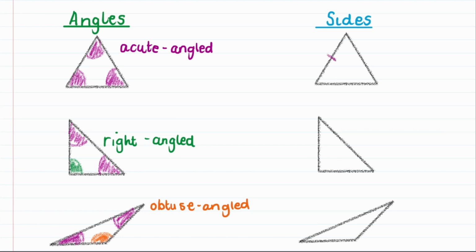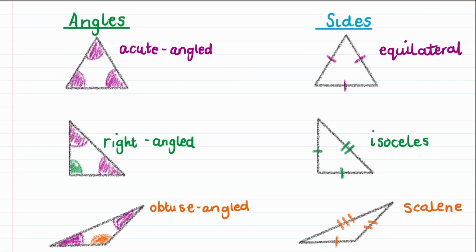Now let's classify them according to their sides. The first triangle has all three sides the same length. This means that it is an equilateral triangle. The second triangle has two sides the same length, which makes it isosceles. The last triangle has all three sides different lengths, which makes it a scalene triangle.